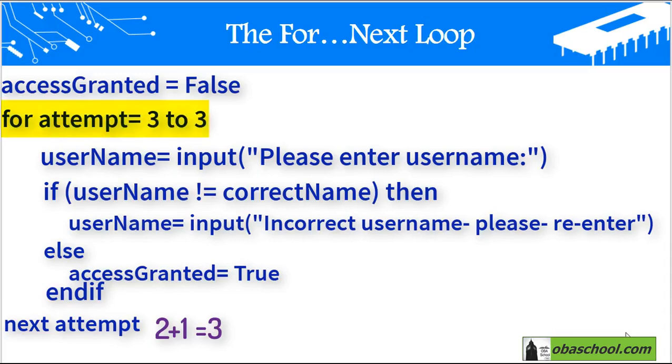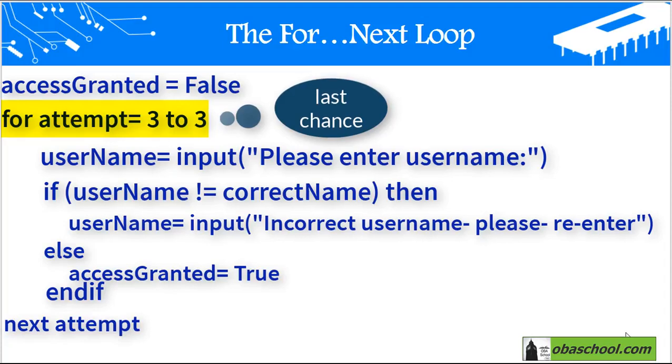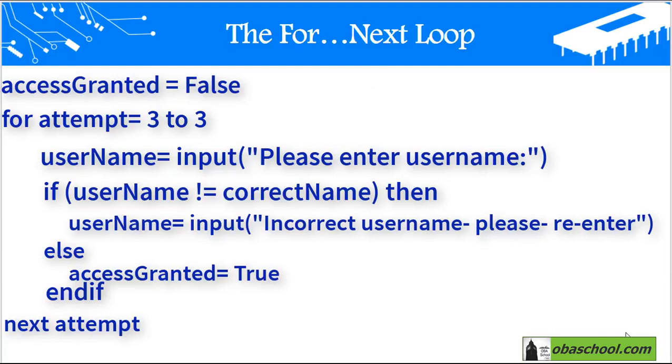For attempt equals 3 to 3, which is the last chance for the user to input his correct username, we will put in variable username the input message to be shown to the user, which is "please enter username". If the username is still not equal to the correctName, the loop will stop since the attempts are equal to 3. So the program will be finished.